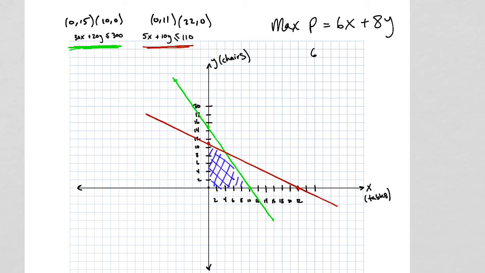So we're going to say 6 times 0 plus 8 times 11. What does that equal? 0 plus 88. Well, that equals 88. So for our test point 0, 11, we're going to say that equals 88.